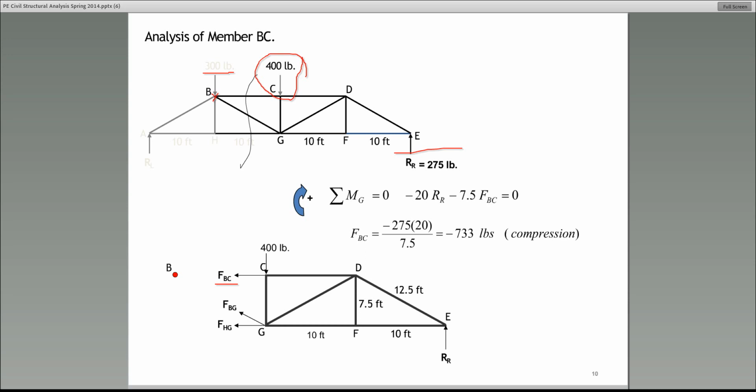Brian is asking, in order to find this 275 pounds, how do I get the 275 pounds? For this truss, this is what you need to do. Please write the equations of equilibrium about the point A. Sum the moments about the point A, and the only unknown would be RR, and you get 275. Do me a favor, Brian. Do that and see if you have any problems with that. Please send me an email, and I'll be able to help.